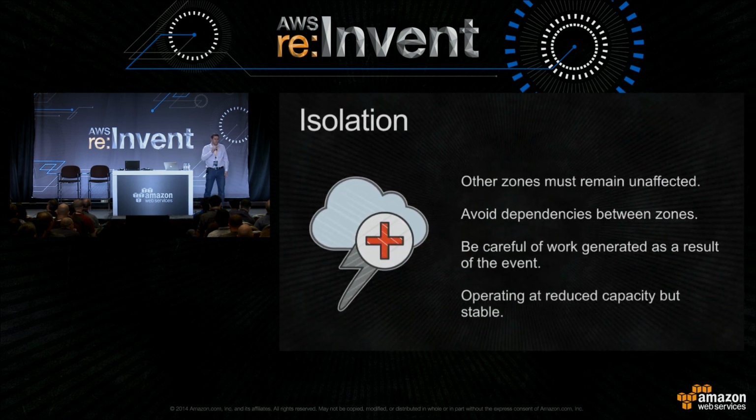The second one's isolation. So in a system like this, you've really got to make sure that your other zones remain unaffected. If we have a problem in one zone, and you can't go and register an instance in another zone, that's going to be a problem for customers. So we've got to make sure that registration, creation, all of the things that you can do with the load balancer continue to work in the APIs, and that the load balancers in the other zones remain completely healthy.